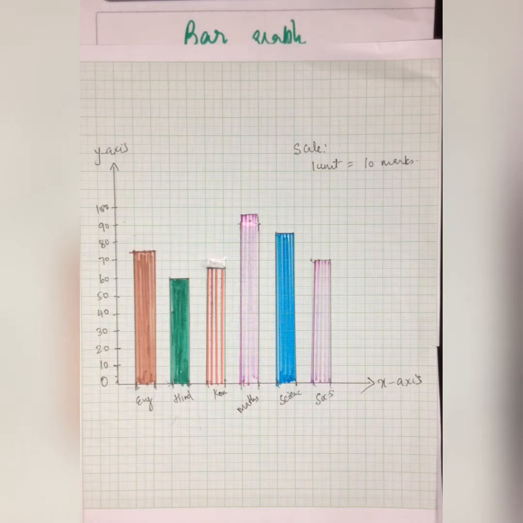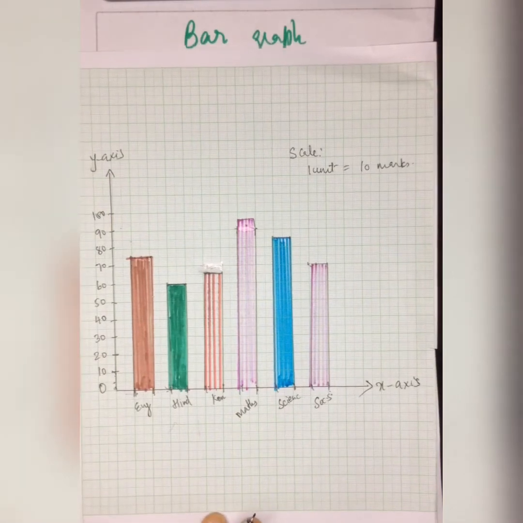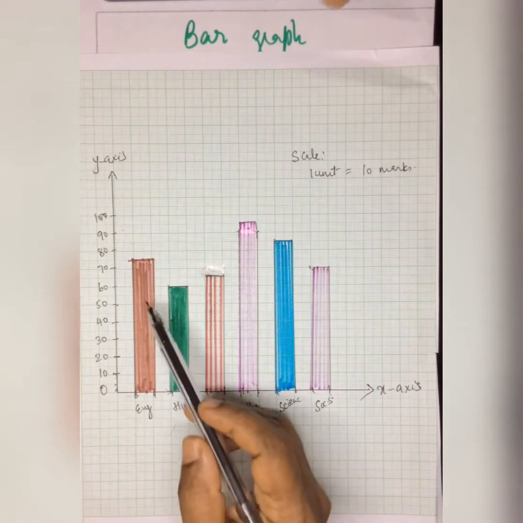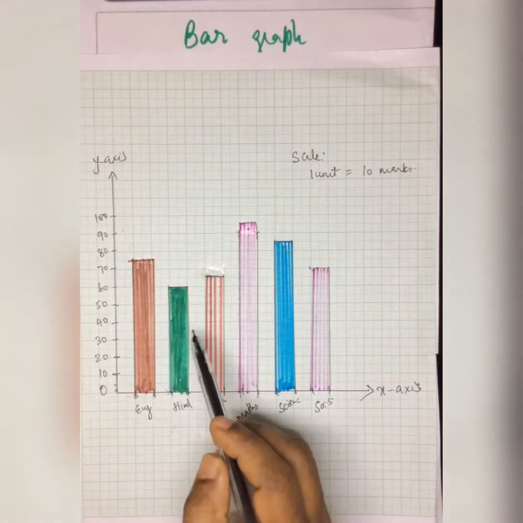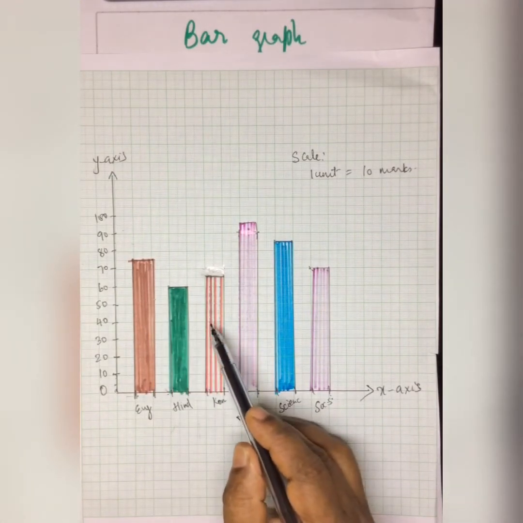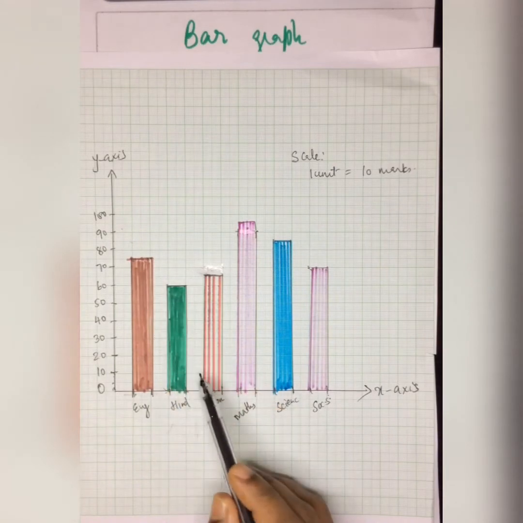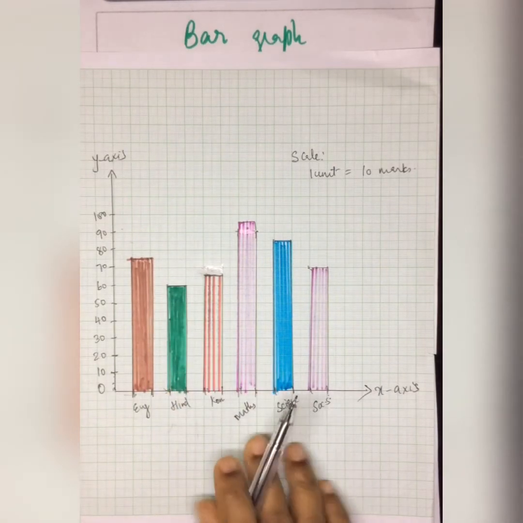Dear students, today let us learn how to plot a bar graph. A bar graph is a representation of numbers using bars of uniform width, and the length of the bars depends upon the frequency.